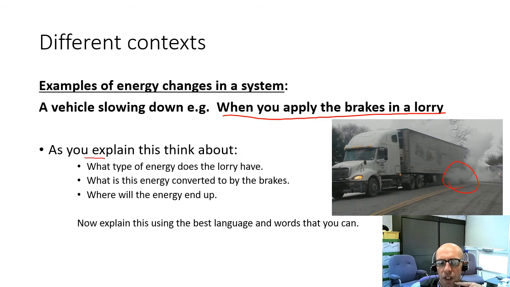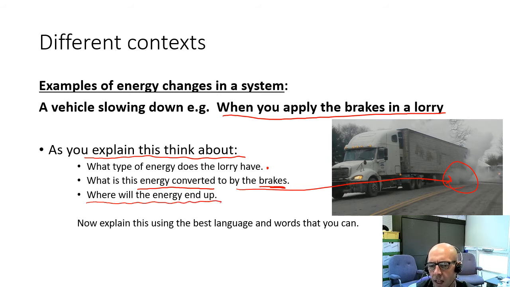Before you start writing, think about what type of energy does a lorry have to start with and how much of that would it have, because lorries are big. When you apply the brakes to a lorry, what is that energy changed into? Look at the picture. And thirdly, at the end of your explanation, when that lorry has stopped, where has all that energy gone?